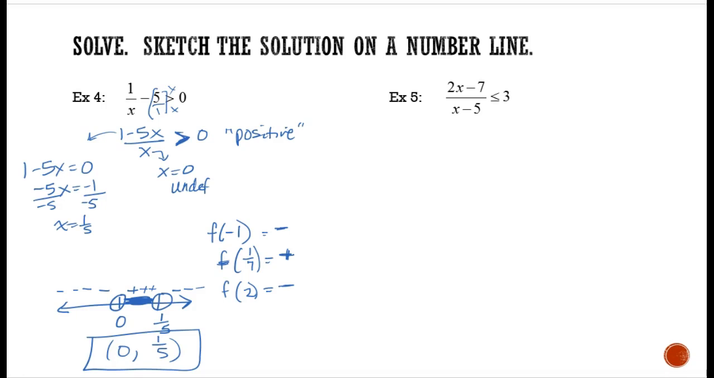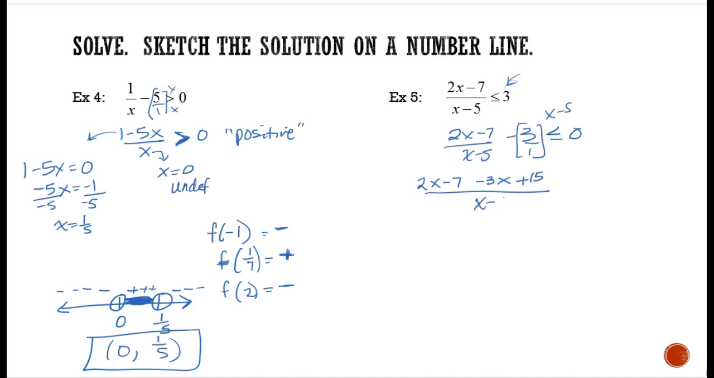All right, last example. So this is crazy because it's not equal to 0 over here. We got to move it over. So let's do that. 2x minus 7 over x minus 5 minus 3 is less than or equal to 0. Now we have to get a common denominator of x minus 5. This is going to be complicated, but we can do this. So it's going to be 2x minus 7 minus 3x plus 15, all of that over x minus 5.